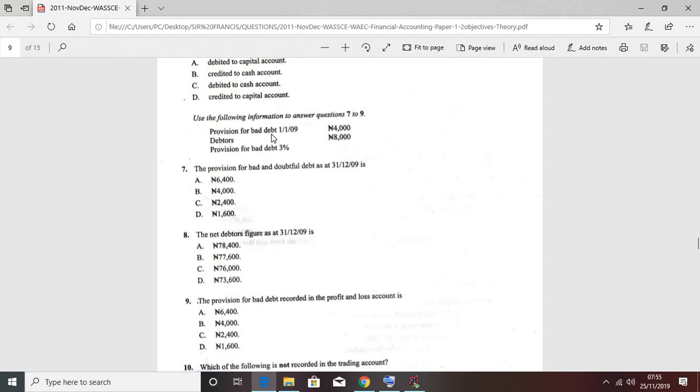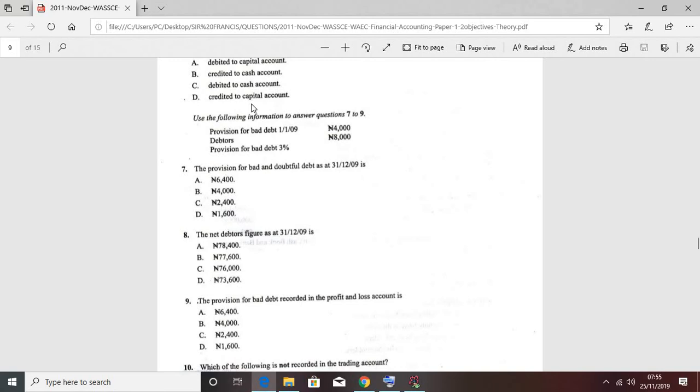Upon going through the question, I've got to know that there is something wrong with the figures here, per the answers that they've given. I don't know whether you have noticed that. As I said, if you have a different opinion about what I'm saying, you can leave it in the comment section. But in my opinion, I stand to be corrected, I think there is something wrong with these figures, which are 4,000 and 8,000. I think the debtors figure is supposed to be 80,000. Yeah, I think so, after going through the answers here.